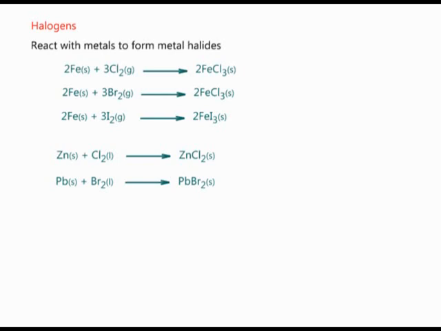The reactivity of halogens decreases down the group because the ability of an atom to gain an electron decreases as the atomic size increases.